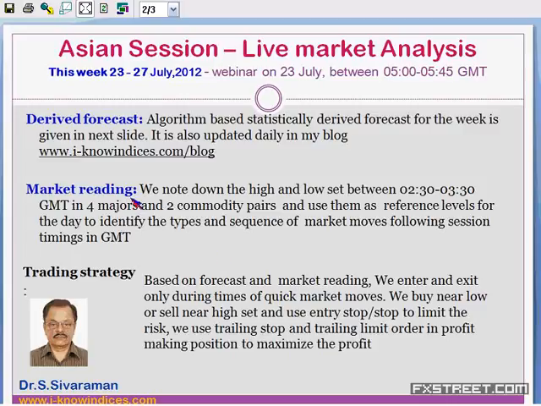Now, with regard to the market trading, I'll explain. Then later on, I'll explain what are the expected market moves using the forecast. And with regard to the trading strategies, we always see that the low is not being breached for more than 30 minutes from the start of the session.